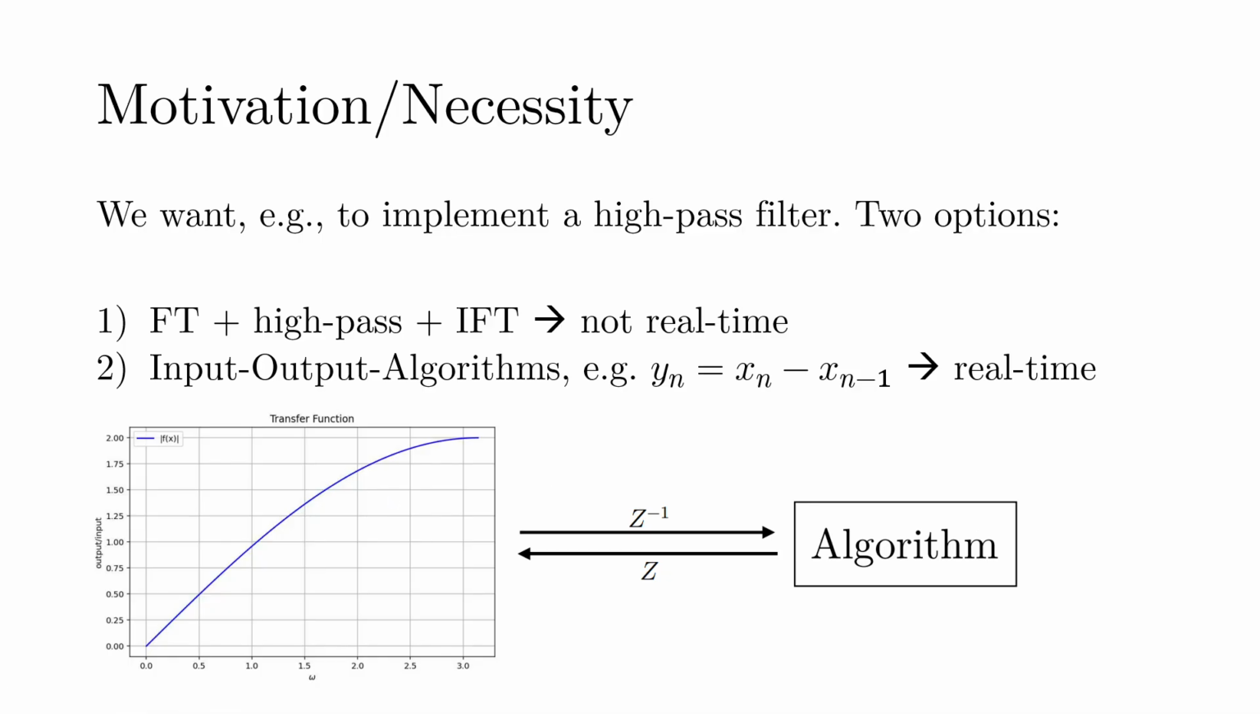And the advantage of that is, of course, that this is real time. So I can get my output after n seconds, yn, by directly plugging in my input after n seconds without having to wait for 1 second as I would have to do in the Fourier approach. So this is what the Z-transform will in the end do: transform between the algorithm and the transfer function and vice versa. And we now want to find out how that works.